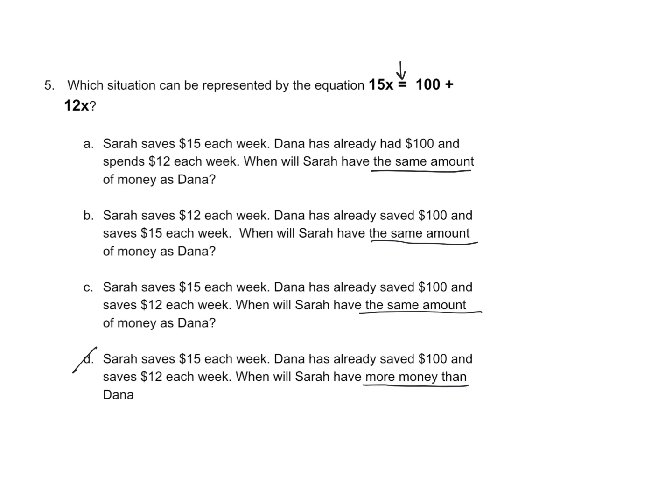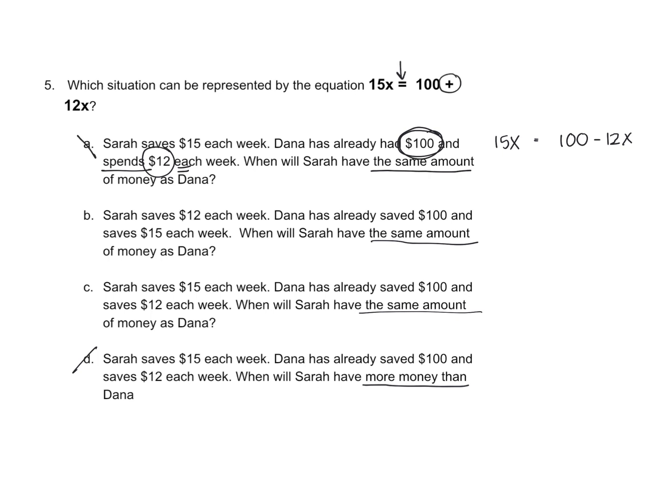For answer choice A, it says Sarah saves $15 each week. That would be a positive 15 times x, the number of weeks. For Dana, it says she already had $100. That's our constant for Dana. And she spends 12 each week. Spending money is going to be negative because that's coming out of her total amount of money. So minus 12x. This doesn't match because we're looking for an addition of 12 times x, so we cross off A.